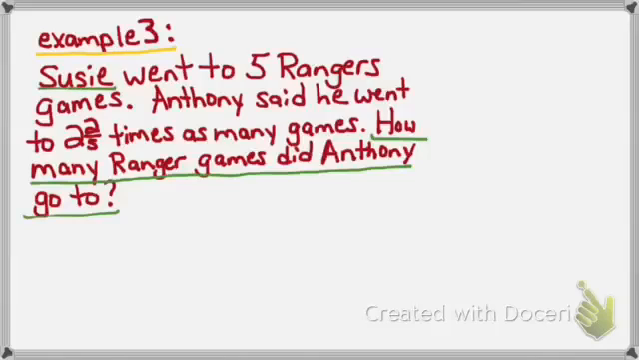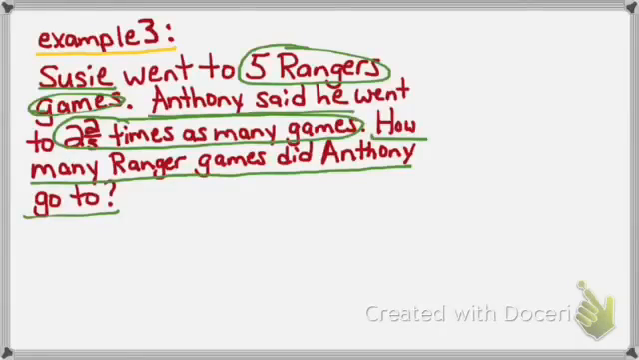Let's see what I know. I know that Susie went to 5 Ranger games. And I know that Anthony said he went to 2 2/5 times as many games. Oh, anytime I see a problem where something has a certain amount of times more than something else, that's usually a time to draw a diagram. But remember, I'm not going to draw a diagram with fractional parts. So when I have fractions, that makes it a little bit different. But let's think about this.